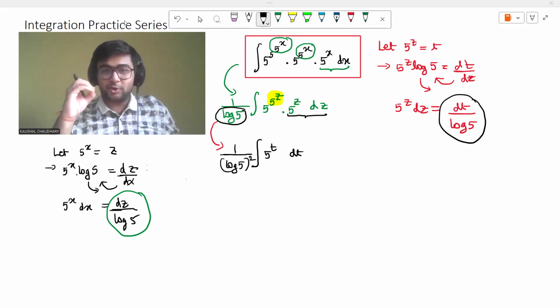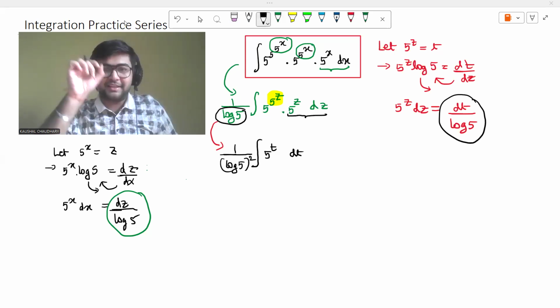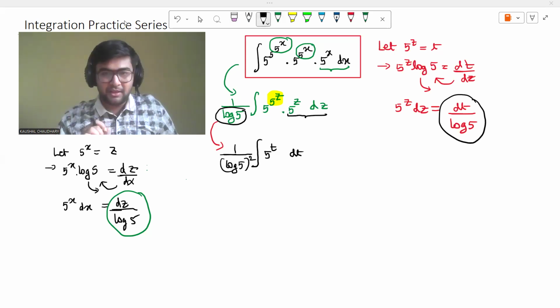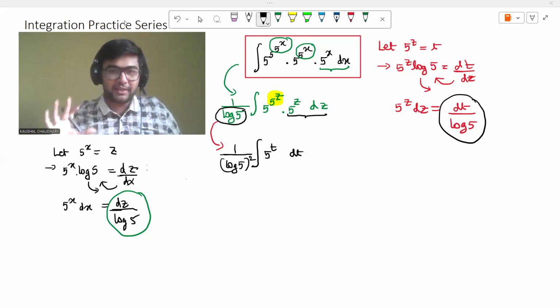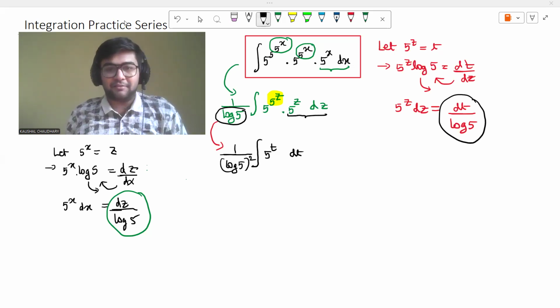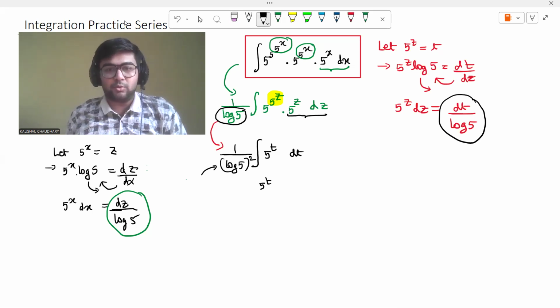This integral does not look scary anymore. This is a standard exponential integration form. Integration of a to the power t, where a is a constant, which is 5 over here. So the standard formula for that is a to the power t upon log a. So I will get a to the power t means 5 to the power t, by log a means log 5. And already we have log 5 to the power 2 in the denominator. So eventually we'll be getting log 5 whole to the power 3 plus c.